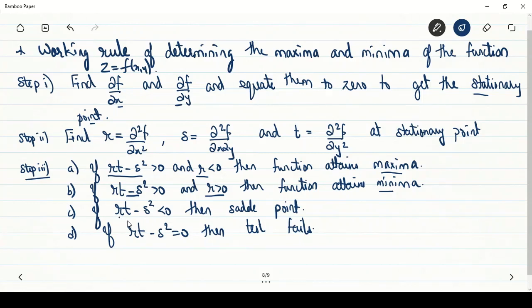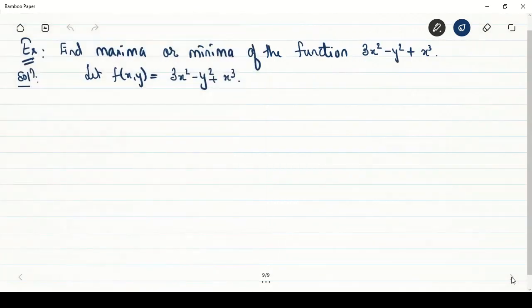If rt minus s square is less than 0, then the function attains neither maxima nor minima. Such points are known as saddle points. If rt minus s square is equal to 0, then this test fails. So from this method we cannot determine whether the function attains maxima or minima. So these are the conditions from which we can define whether the function attains maxima or minima at a particular point. Now we will solve an example and we will see how to find the stationary points and to get the maximum value and the minimum value of the function.